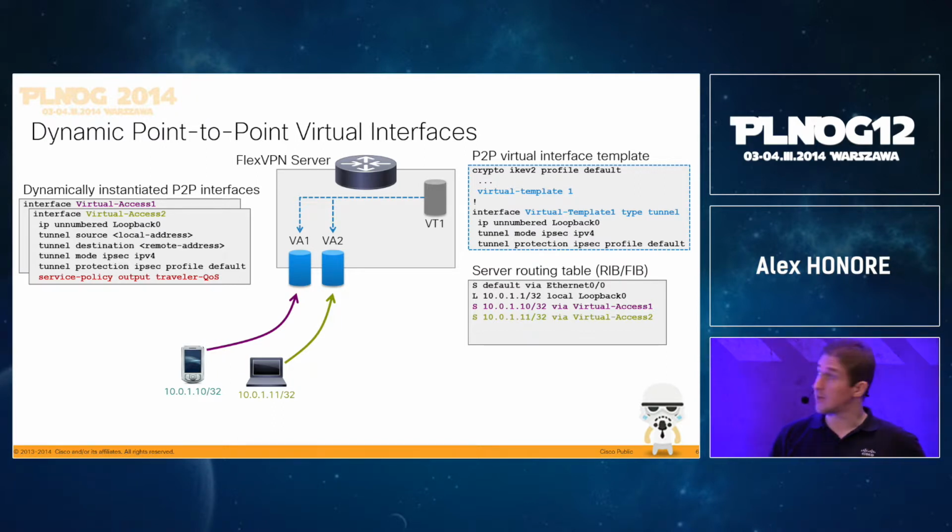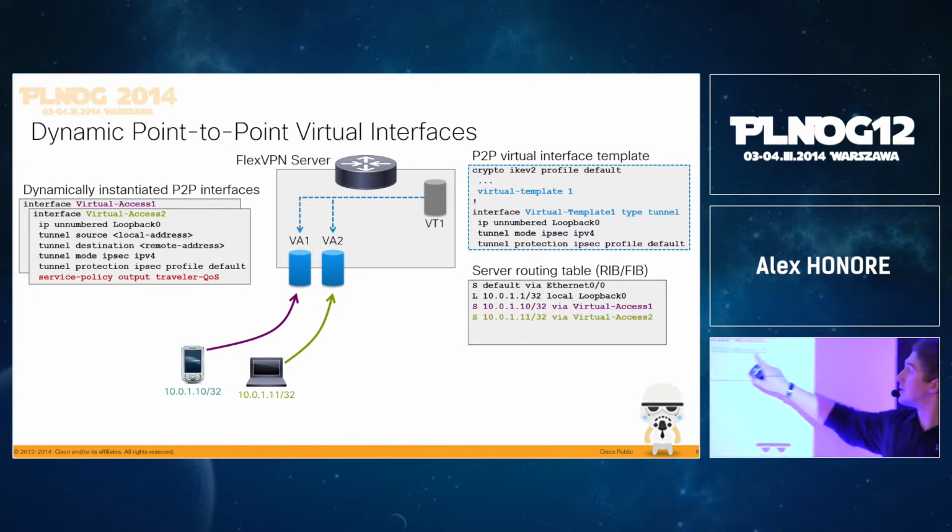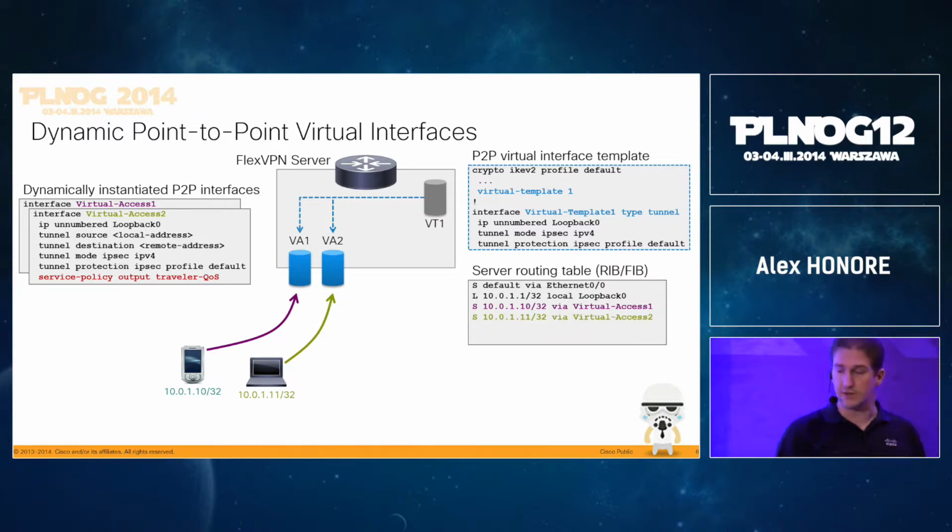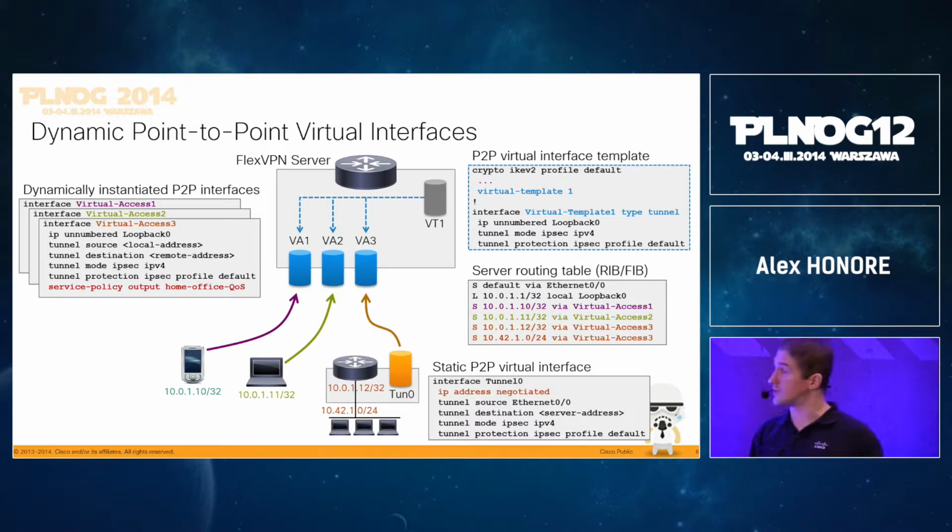If I have a second client, I just instantiate the same virtual template or another one into another virtual access, and so on. And every time I add route information that tells me what interface is for what IP address.